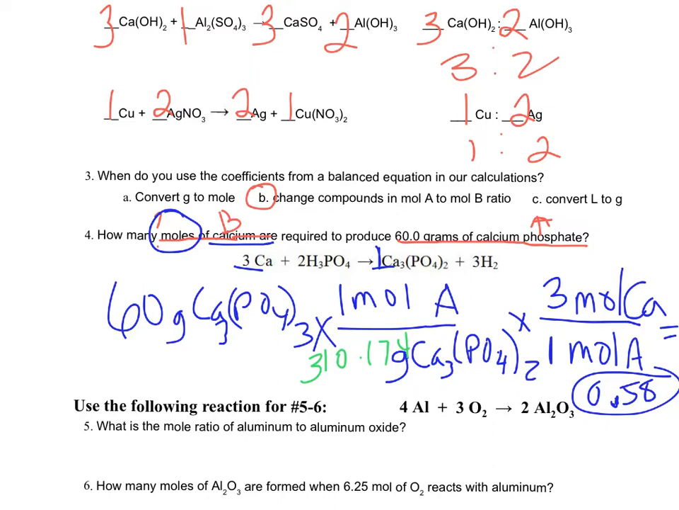Next question, what's the mole ratio between aluminum to aluminum oxide? So aluminum has a 4 in front of it, so 4. The aluminum oxide is this compound, so it has a 2 in front of it, so it's 4 to 2 is the ratio.